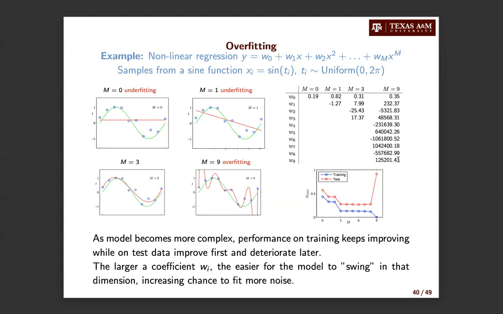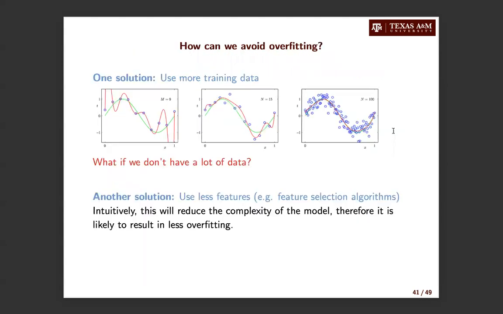Based on the observation that when we have overfitting, it is very likely that some of the parameters of our model, in this case some of the weights of the nonlinear regression, will become arbitrarily high, we are going to try to find a way to address overfitting by controlling the magnitude of the parameters of our model.